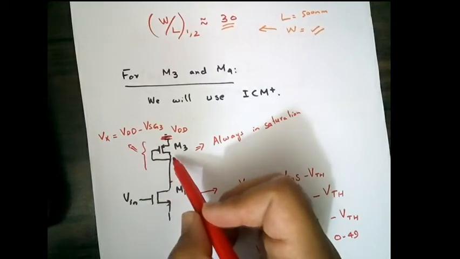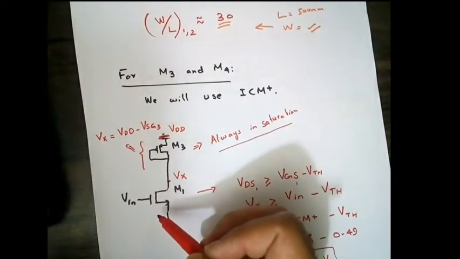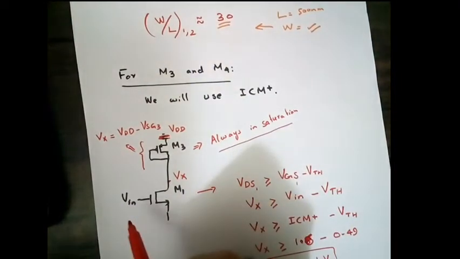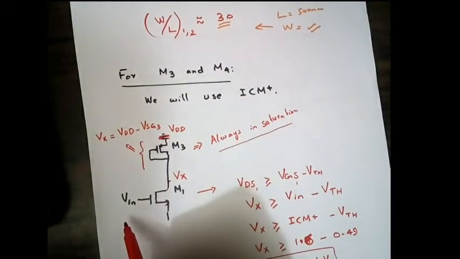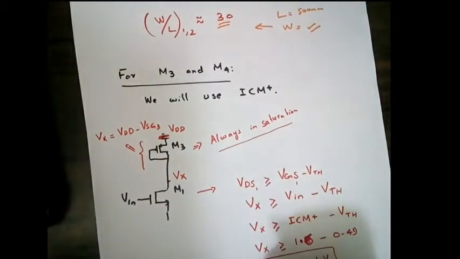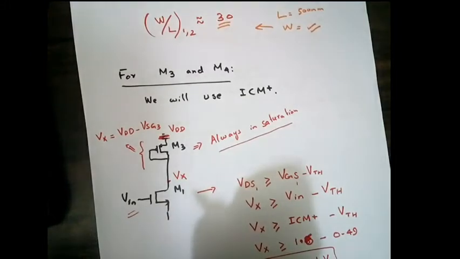Since it's diode connected, M3 will remain in saturation all the time, and we basically need both M1 and M2, or all transistors, to remain in saturation. But the main purpose of ICM positive is that at that maximum value, both M1 and M3 are in saturation. As we mentioned, M3 is diode connected, so we are not worried about M3. Despite any value applied on Vin, M3 will remain in saturation. So we have to take care of the behavior of M1 with variation of this ICM.